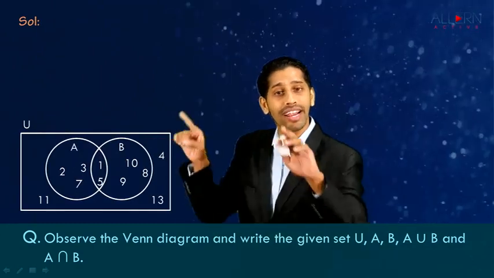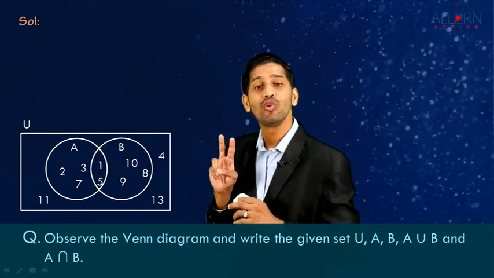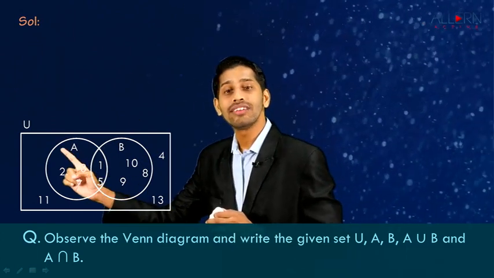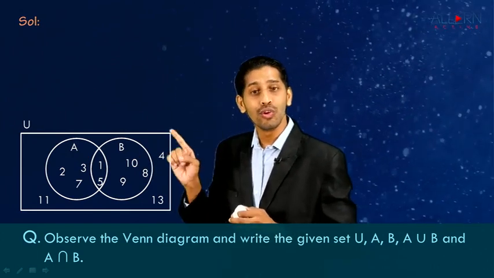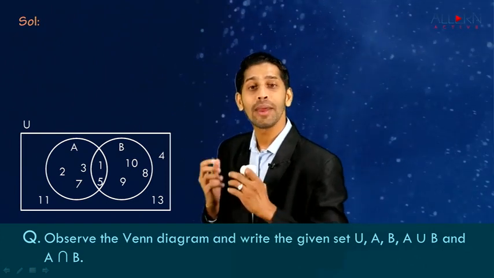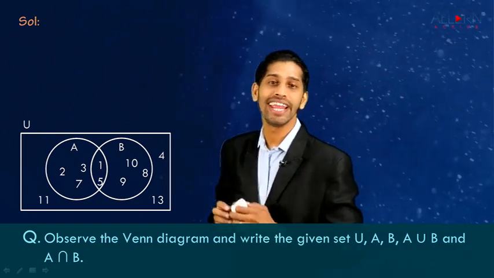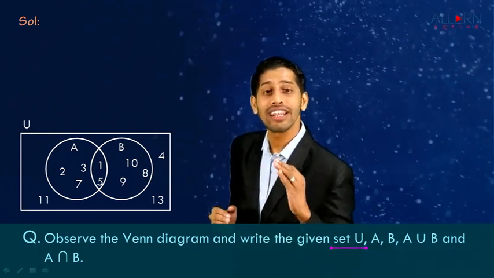So we have a rectangle representing the universal set, then we have two circles, one circle for set A and another circle for set B. Using this Venn diagram, we need to write set U, A, B, A union B and A intersection B. So let's start with the first set, that is set U.